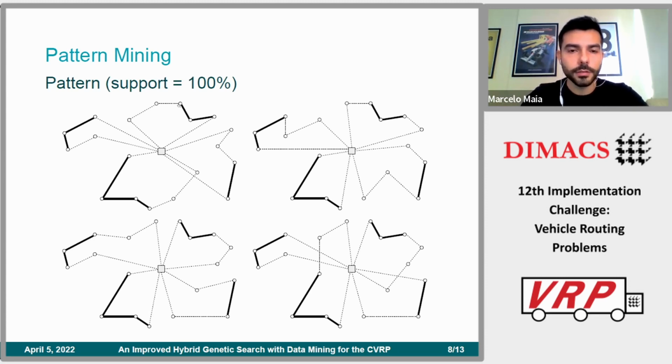Note that this pattern is a set of edges which can be combined, forming larger paths between customers. So the pattern is actually a set of frequent paths in the elite set solutions that characterize near optimal solutions according to our hypothesis.